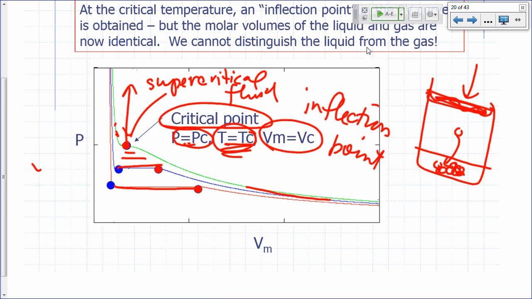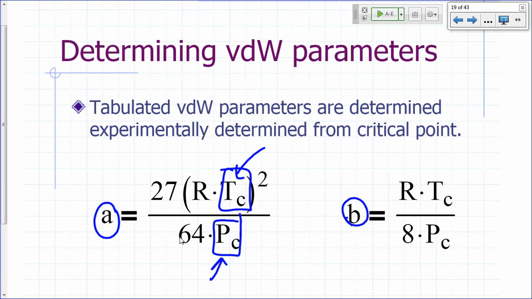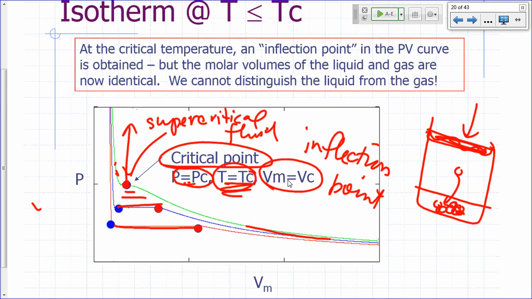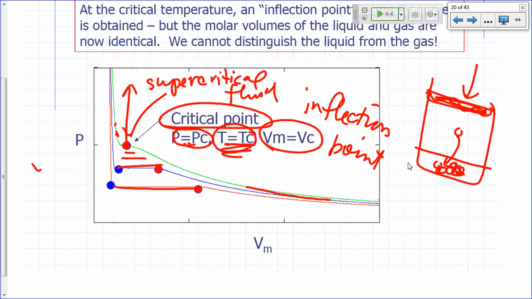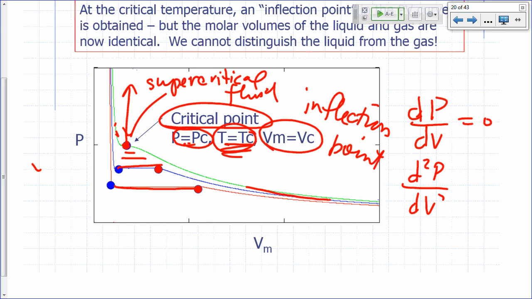And so based on the values of the critical temperature and the critical pressure, you can calculate the van der Waals constants. Now, how did they determine that? You have to use a little calculus there. At that point, you say that the derivative of the pressure with respect to molar volume is equal to 0, and the second derivative is also equal to 0. But we're not going to go into that. Okay, that's for an upper level class. Suffice it to say, that's where the values come from.